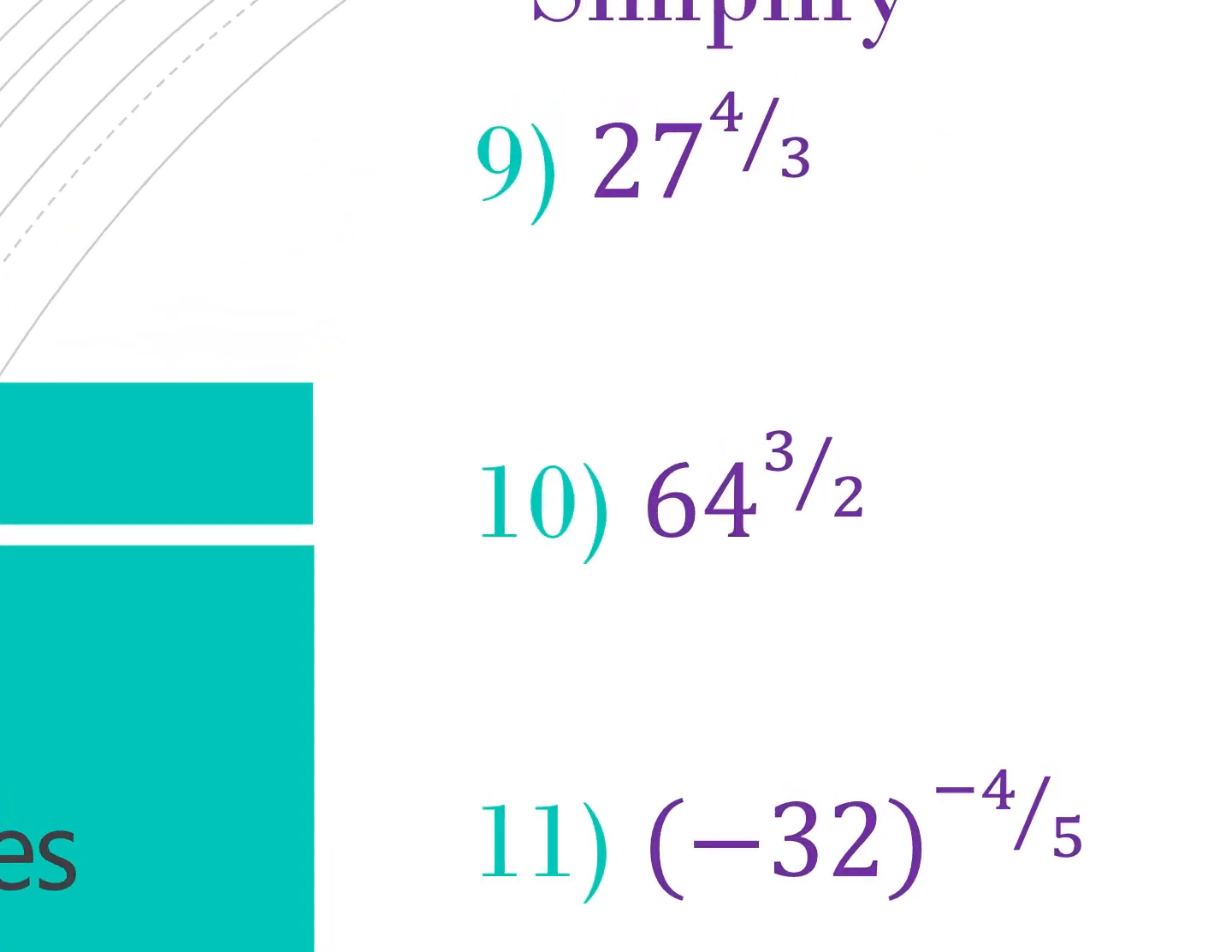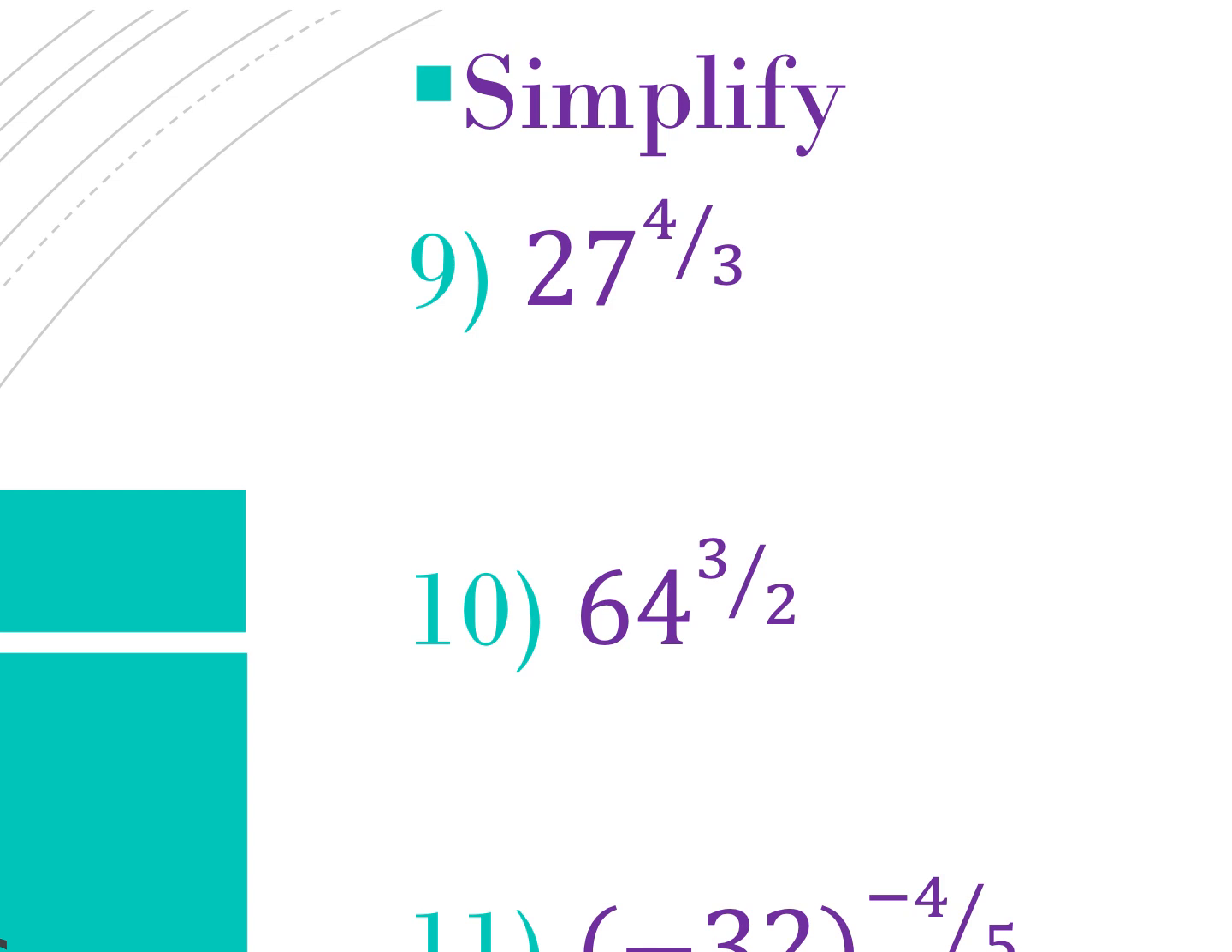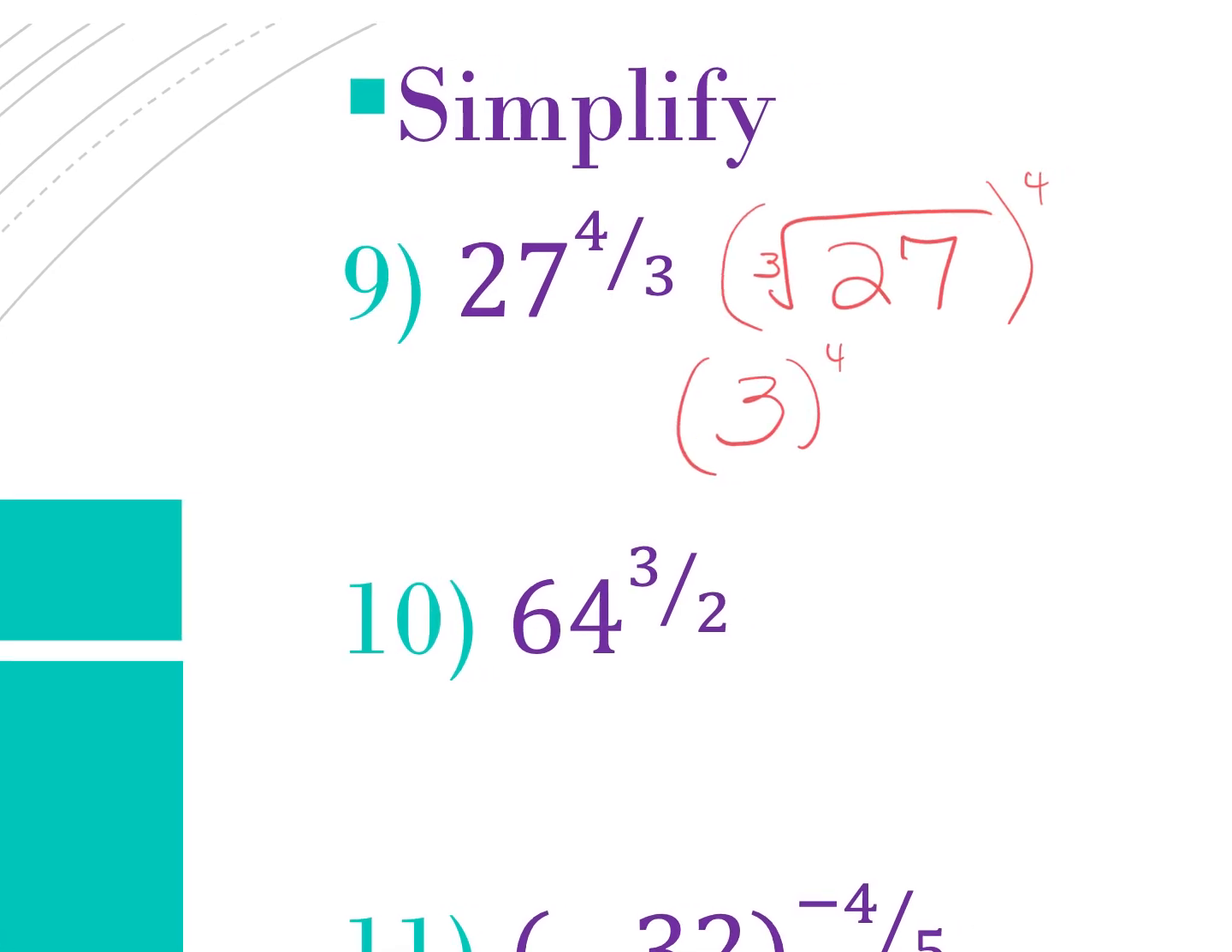Next we have 27 raised to the 4/3 power. So again, remember the denominator is the root you're finding. So I'm finding the third root, or the cube root of 27, and then I'm going to raise that answer to the 4th power. I know that 3 times 3 times 3 is 27. So the cube root of 27 is 3. And then now I have to raise 3 to the 4th power. And that will give me 81.